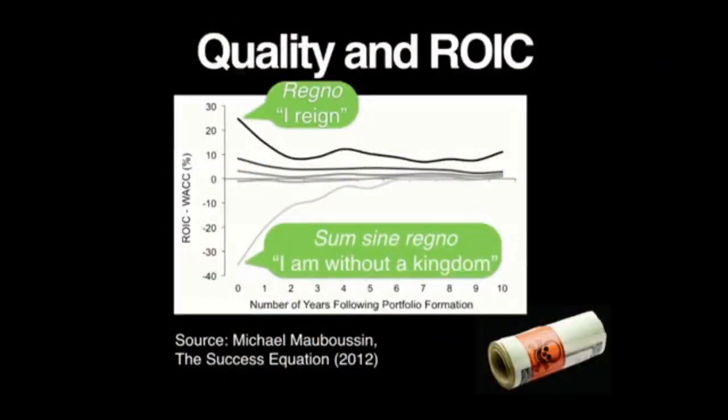And what he finds is that the highest return on invested capital mean reverts towards the mean return, and the lowest return on invested capital also slightly improves. So I think of the highest return on invested capital as being Regno at the very peak of the wheel and Sumsino Regno at the very bottom of the wheel.